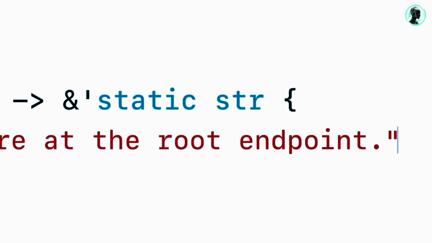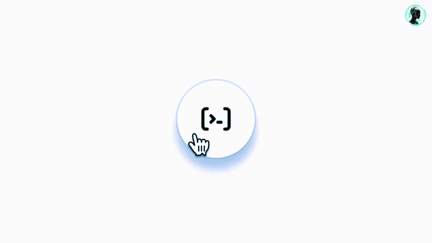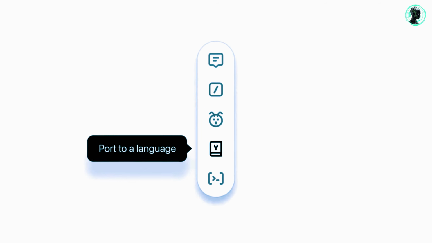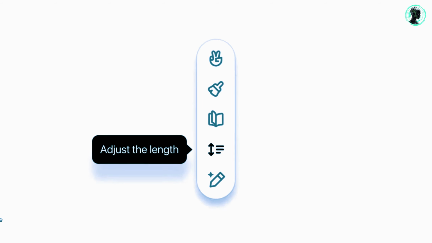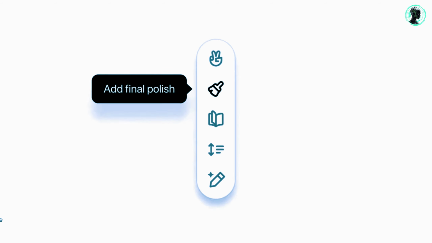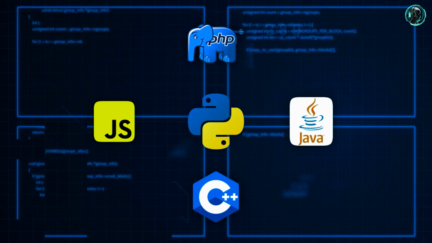If you approve, ChatGPT will try to fix the code itself. You're not just getting help, you're actively working with the AI to improve your code. Other coding shortcuts include adding logs and comments, fixing bugs, and even porting your code to another language. You can translate code from Python to JavaScript, PHP, Java, C++, etc.